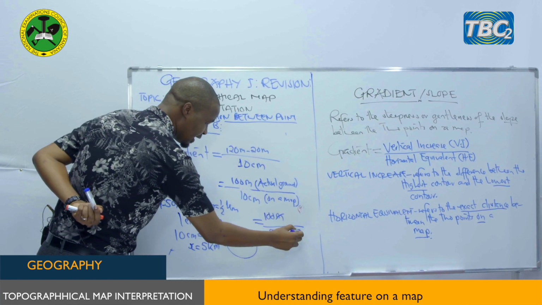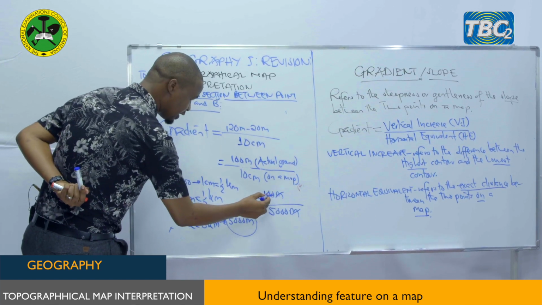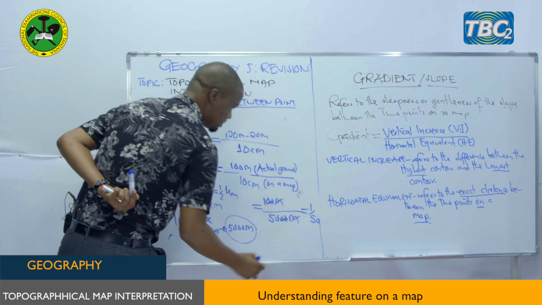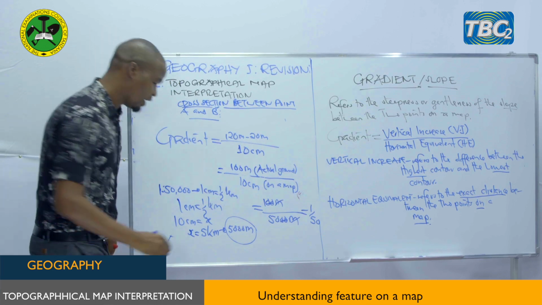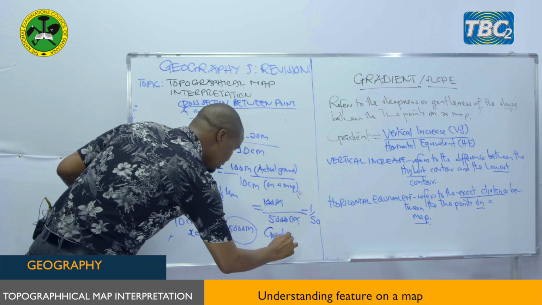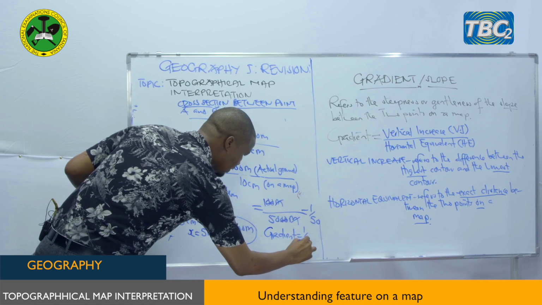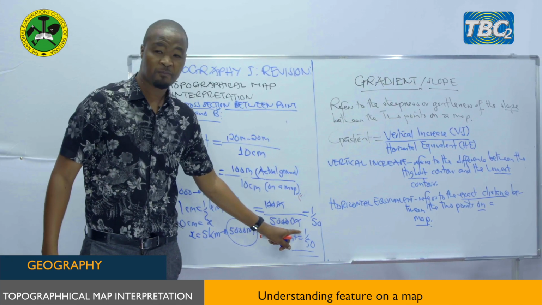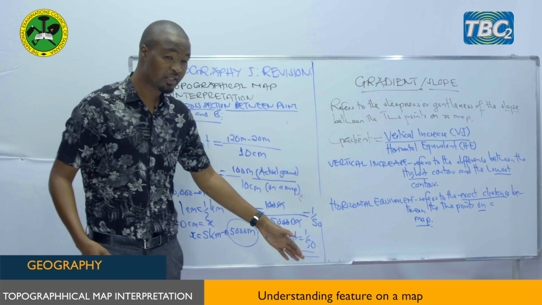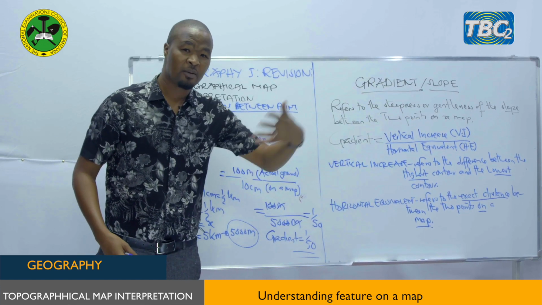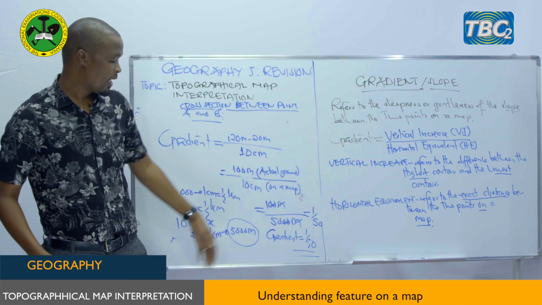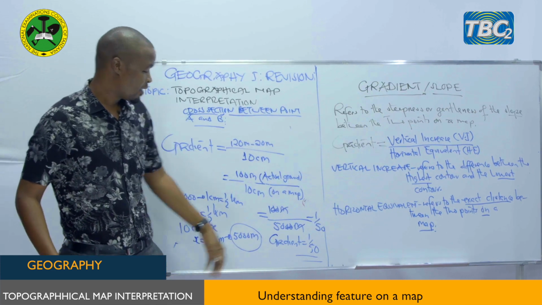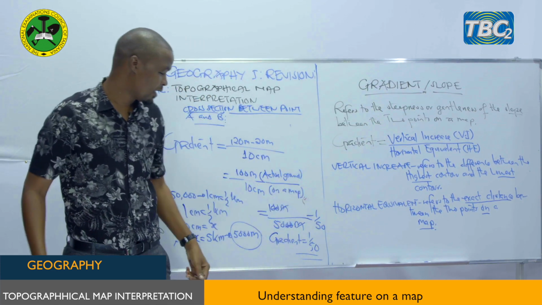It means this meter and this meter will cancel out. Then our gradient will be equal to 1/50. You see, that is our gradient. It means at every 1 unit, there is a slope of 50 meters downward. It either increases or decreases by 50 meters. This is our gradient.